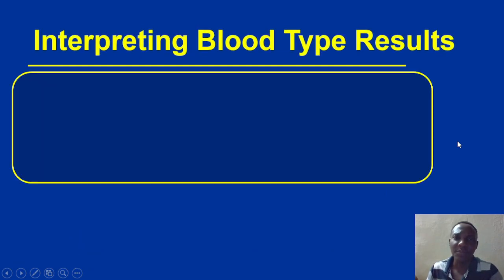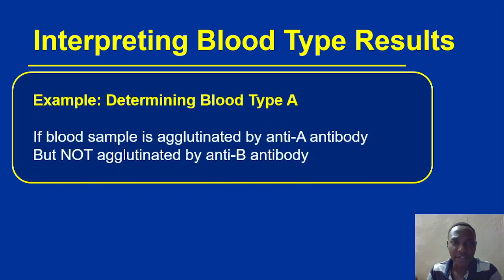Now let's see the interpretation of the blood type results. For example, determining blood type A. Take an example where an individual is blood type A. Here's how that blood type A was determined. If the blood sample is agglutinated by the anti-A antibody, but not agglutinated by the anti-B antibody, that's the crucial thing you can note to determine, for example, blood group A.